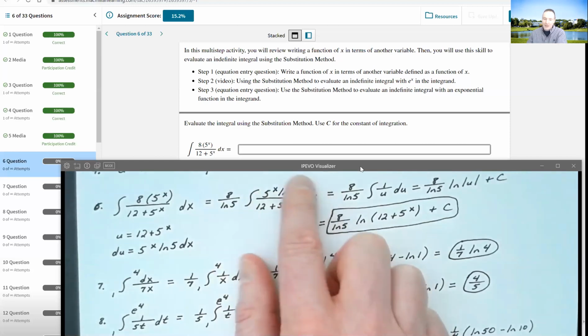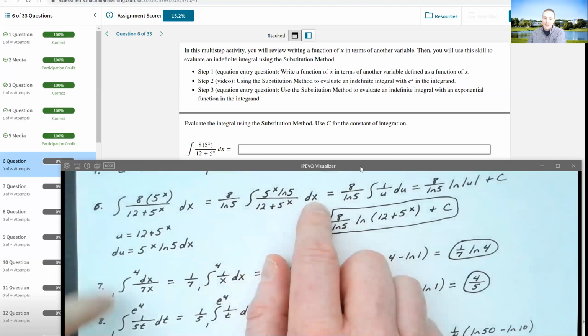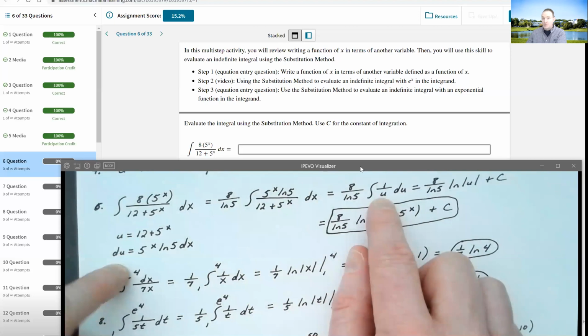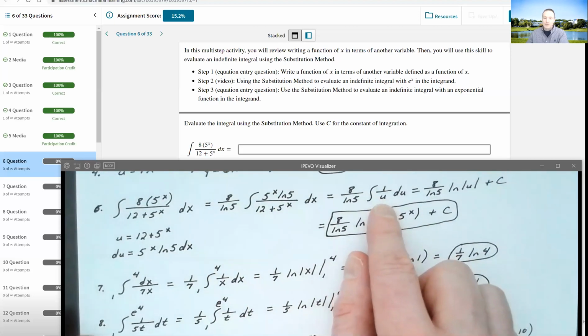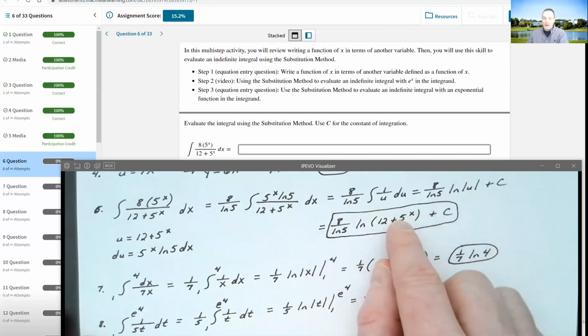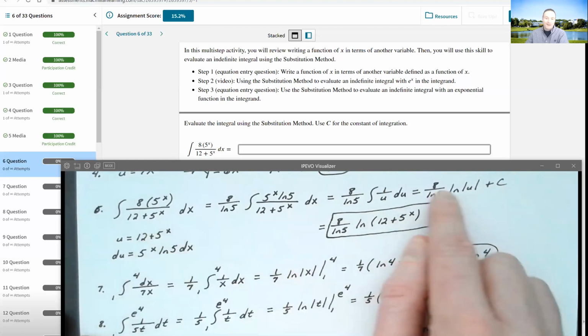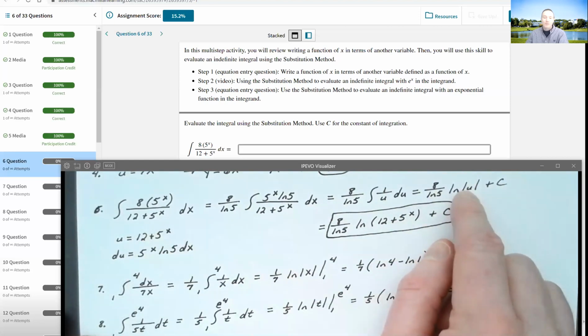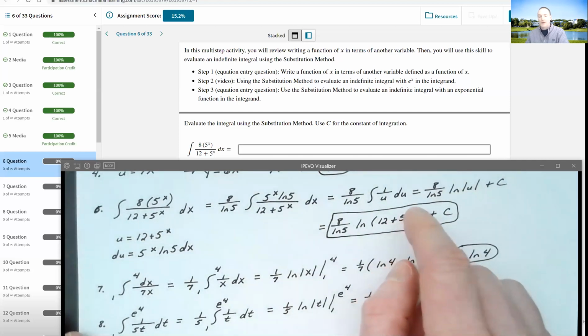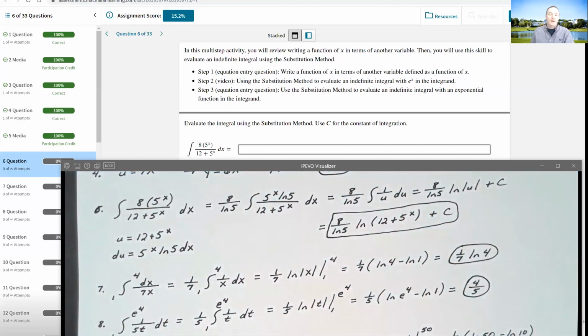In this expression, that entire numerator along with the dx is going to become du. So I'm left with just 1 over my denominator, which is 1 over u du. We know that the integral of 1 over u du is the natural log of the absolute value of u. And then, when I substitute u back in, I don't even need the absolute value anymore because 12 plus 5 to the x is guaranteed to be positive anyway. I'll have 8 over natural log of 5 times the natural log of the group, 12 plus 5 to the x, plus your constant of integration.